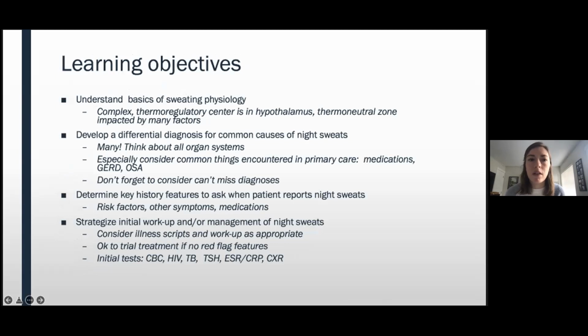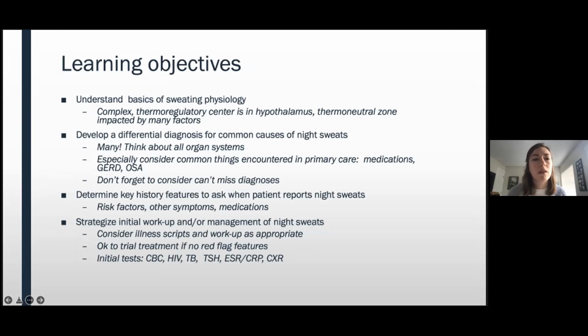My main takeaway here is that I want you to think about all the organ systems, and that there are many different reasons why patients might be having night sweats. But importantly, consider not just the can't-miss scary diagnoses like cancer and infection, but also think about common things like medication side effects, acid reflux, sleep apnea, menopause, things like that. And then obviously don't forget to at least consider those can't-miss diagnoses.